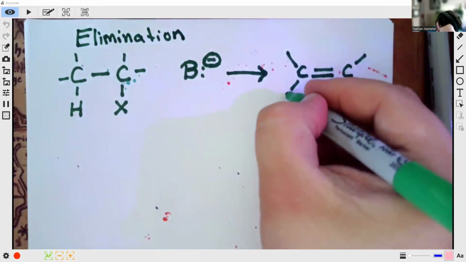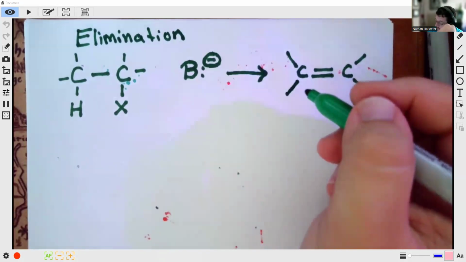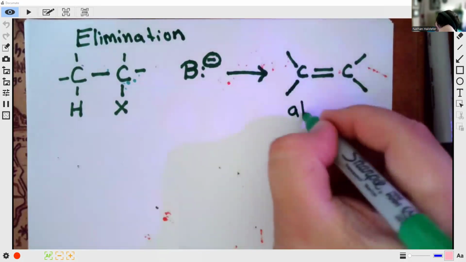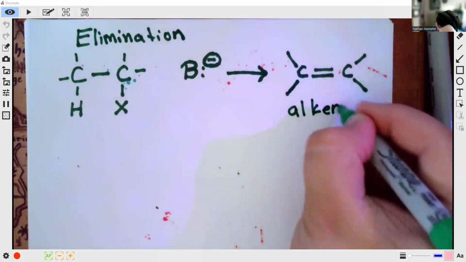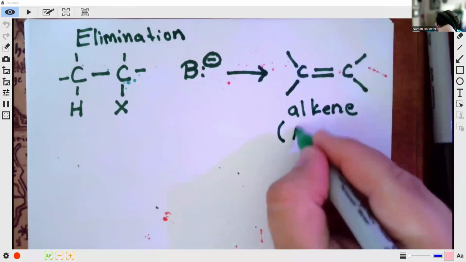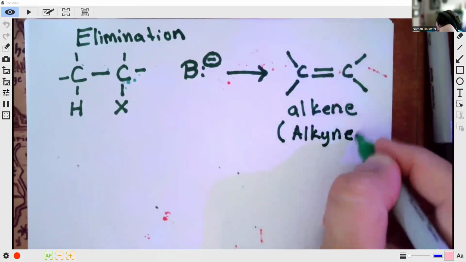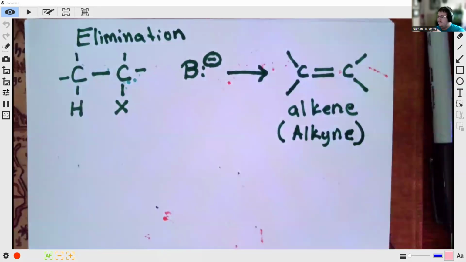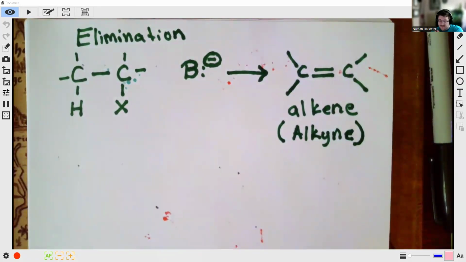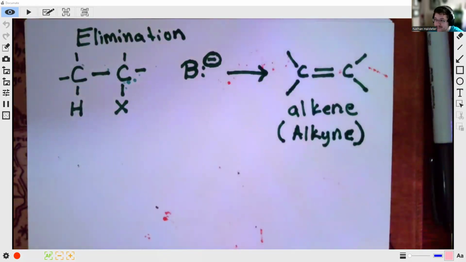This will always form some sort of pi bond, either an alkene in this case, or eventually we'll learn ways to form alkynes. So let's look at a few practice problems. We're not going to do any arrows yet. We're going to do one practice problem, then we'll probably start to introduce those arrows.